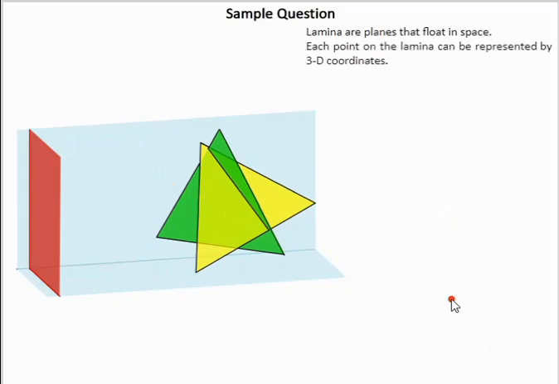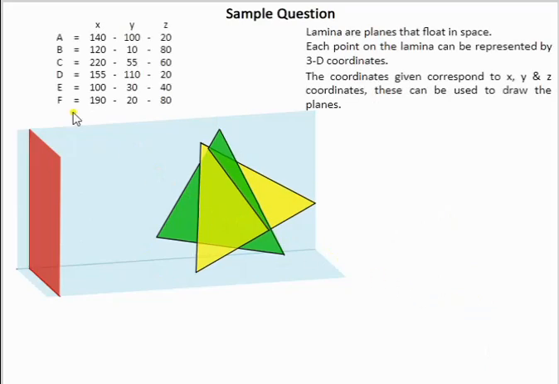Now in this question, these are the coordinates given. So we have the A point. A is for the X coordinate then is 140. So what we're doing here is X is the horizontal distance, Y is the vertical distance, and Z then is the distance from the XY line out the way.